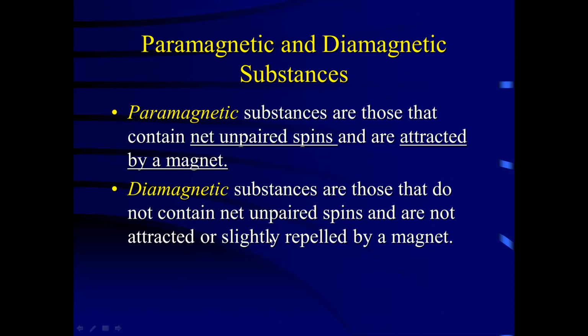I will give you some examples later, but here let's finish the definition first. So diamagnetic is just the opposite. Those substances do not contain net unpaired spin. All are paired, in other words. Because they are all paired, they are not attracted by magnets. Or you can say they are actually repelled by magnets, depending on the polarity.